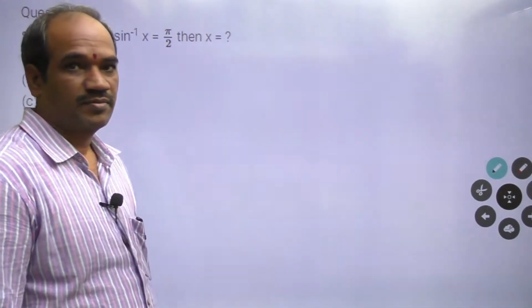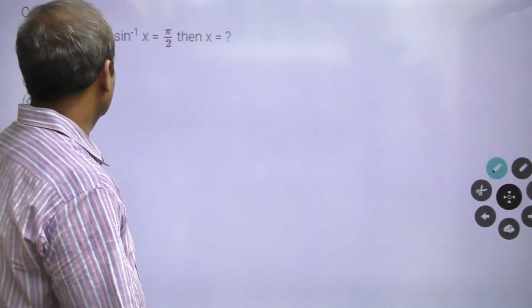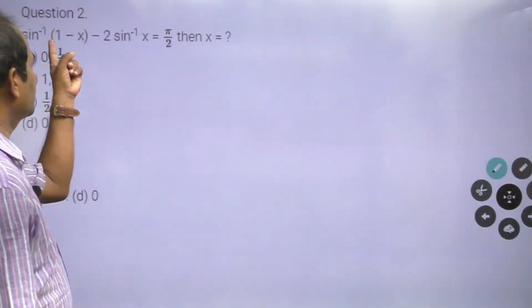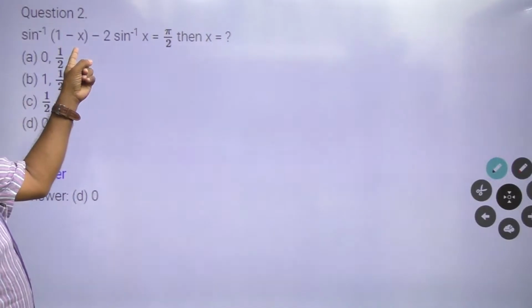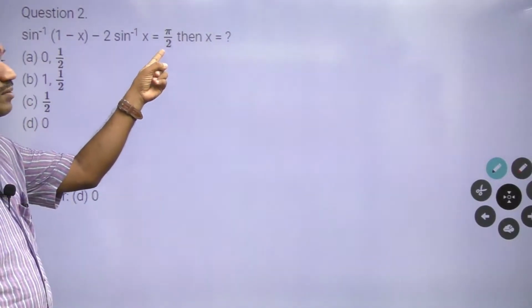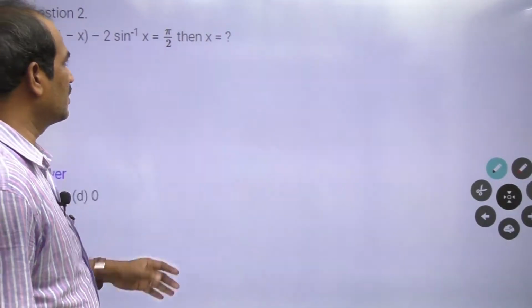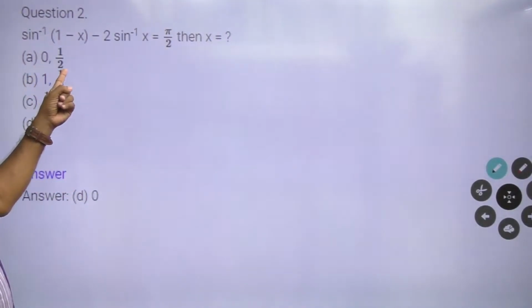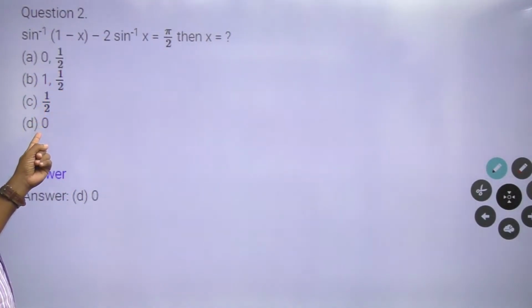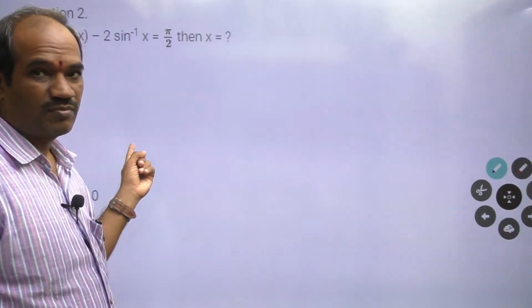Next problem, the second question. Sin inverse of 1 minus x minus 2 sin inverse x is equal to pi by 2. Then x is equal to what value? The options are 0, 1 by 2, 1, and 1 by 2, 0. So in this problem, we solve by verification.